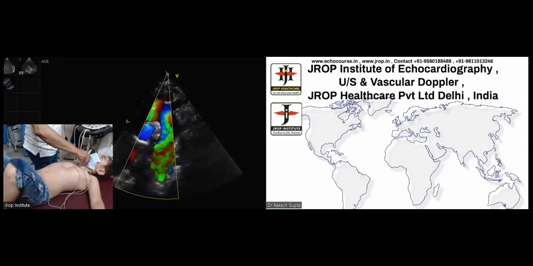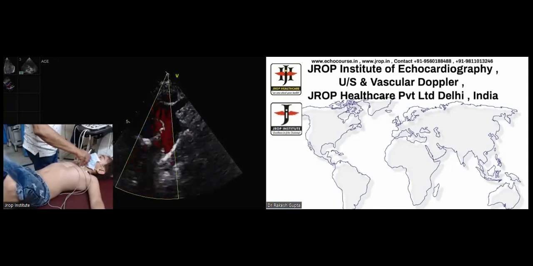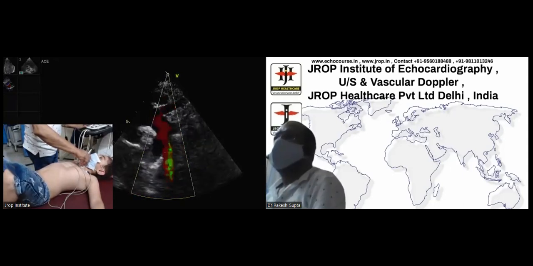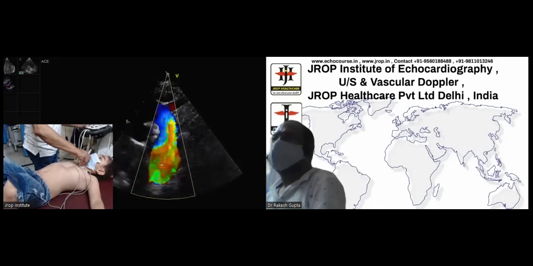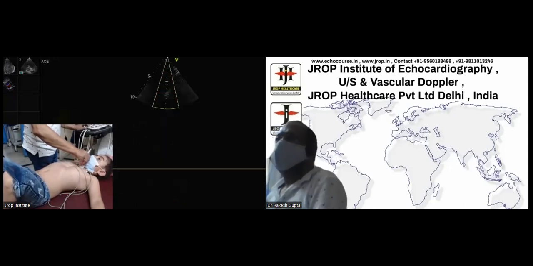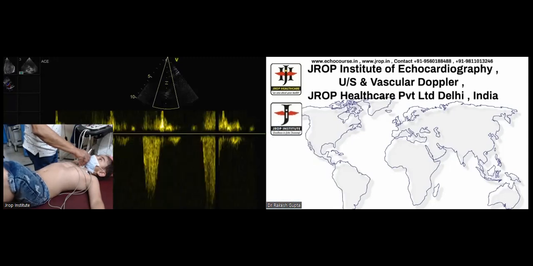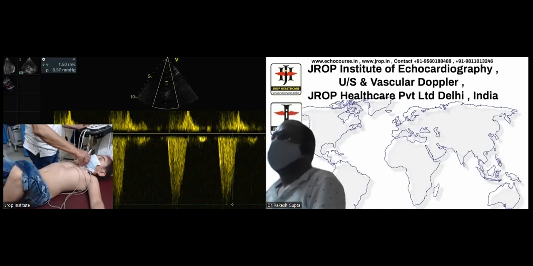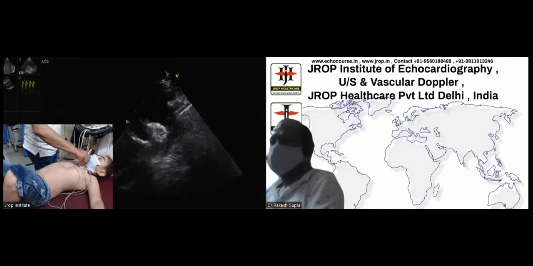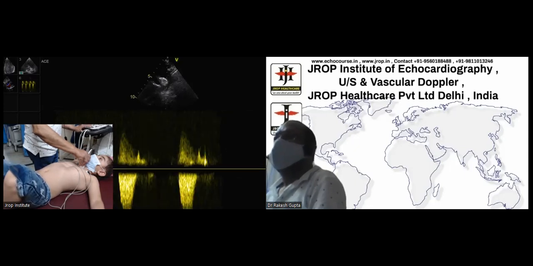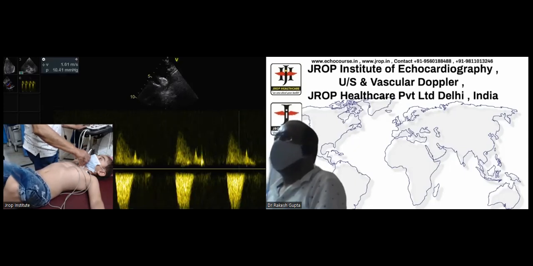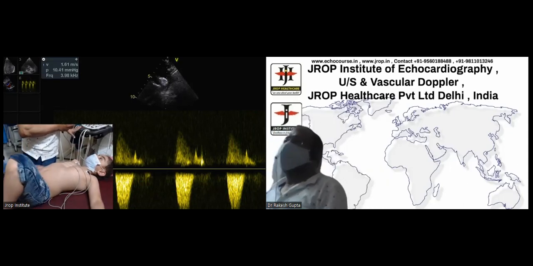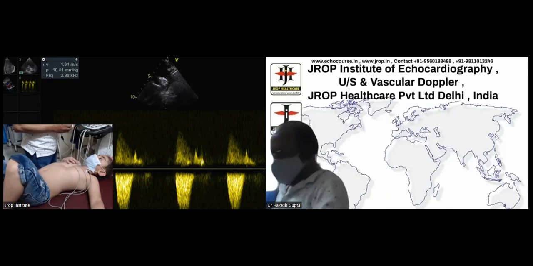I'm going to reduce my Nyquist limit to 50. It's all laminar flow. And in case you have a doubt, just put a sample volume and take a pulse wave velocity. The pulse wave velocity shows 1.5. Then you go to continuous wave Doppler. Not much change in velocity. If there is a coarctation of aorta, you will find a significant difference between pulse wave and continuous wave.